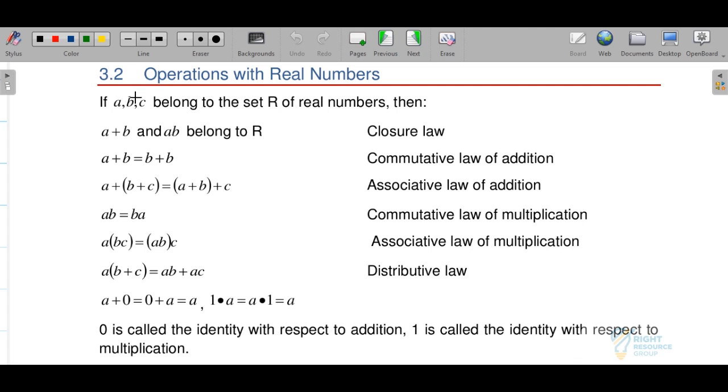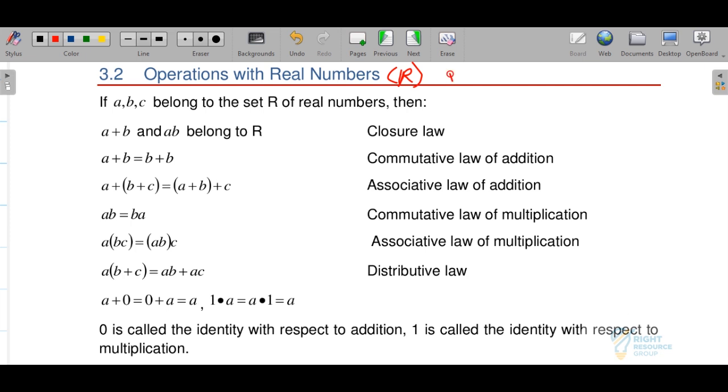So welcome back. Let's look at operations with real numbers. Real numbers, we say that they can be represented as capital letter R this way.